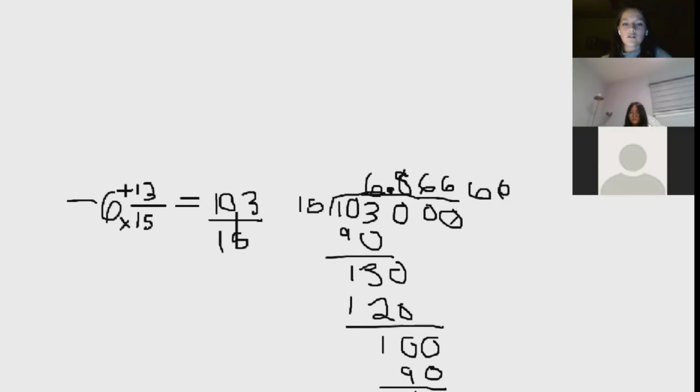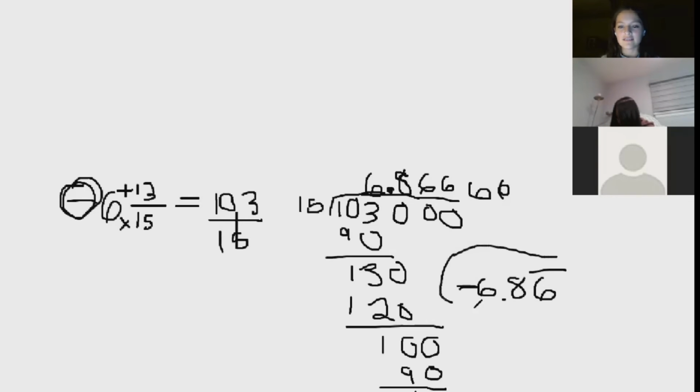So what the answer is gonna be, it's gonna be 6.8 and then 6 repeated. So that's what you're gonna write for this. But remember not to forget the negative over here. So you're just gonna add the negative, and that's gonna be your answer.